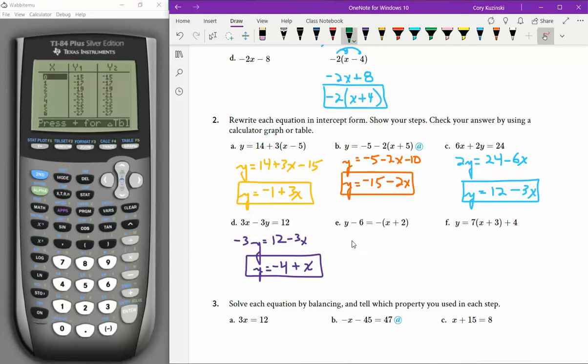This one, I'm going to distribute that negative sign first, so negative x minus 2, and then I'll add 6 to both sides. So negative 2 plus 6 is 4, so 4 minus x.